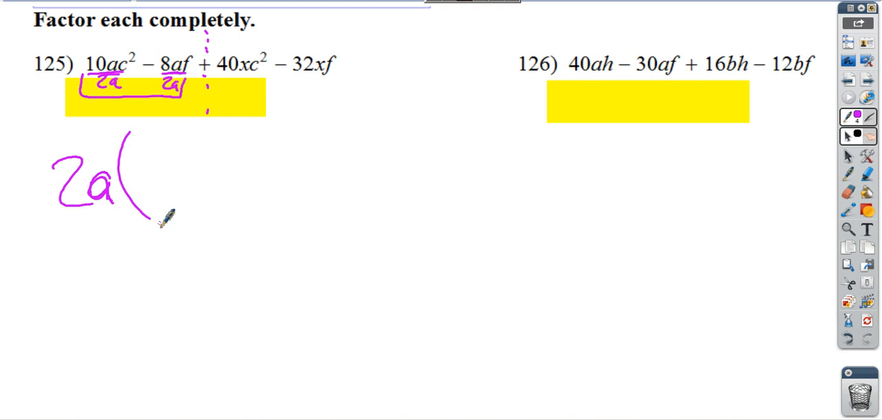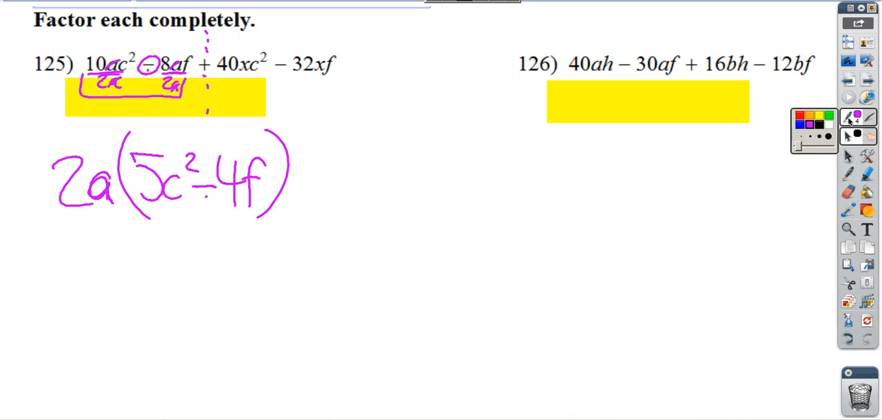10 divided by 2, that gives us 5. And ac squared divided by a, those cancel. You're just left with c squared. 8af over 2a, the a's again cancel. 8 divided by 2 is 4. And by the way, that's a minus right there because that's a minus right there, this minus. And the f is still there. So if we do this correctly, this 5c squared minus 4f, that should be what shows up in this other parentheses when we factor this by grouping. So that's a plus right there, so I'm going to put a plus there.